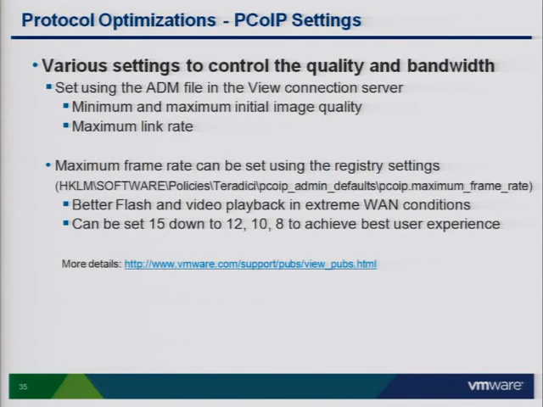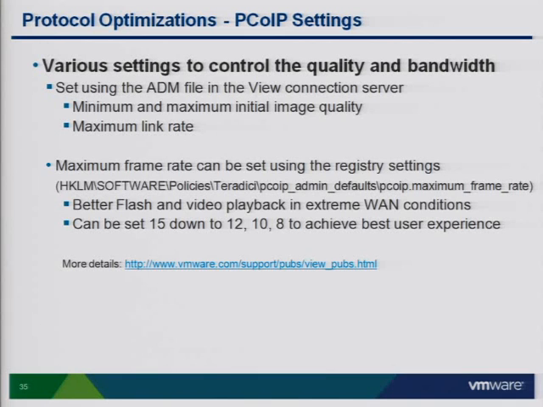There are parameters that can be set using the ADM file on the server. Let's look at the minimum and maximum initial image quality. Say the maximum initial image quality was 90, the minimum 70, and the PCoIP mean is 70. These are the settings that we are providing with View.